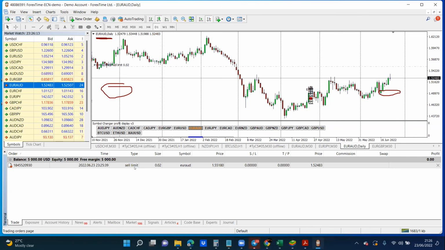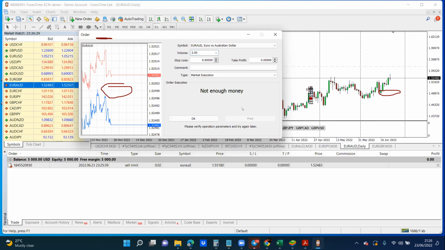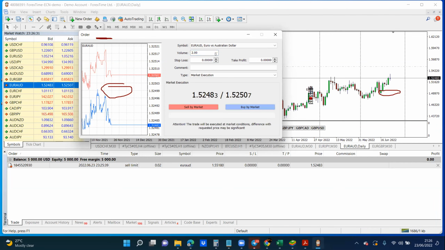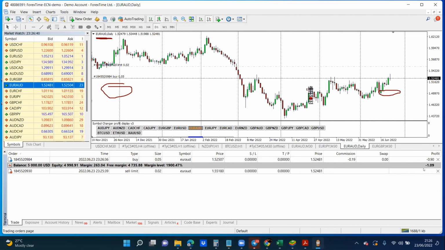Right? There's a difference: pending means at a later date. Let's say I want to take this trade instantly. I want to take a buy instantly on Euro AUD. I'll click on new order, select the volume I want to use. Let's use a bigger one this time, 2 standard. And I'll click on buy by market and buy instantly. Boom. Not enough money for margin. So let's reduce it. 0.05 buy. Boom. See, there's a difference between the two. One of them is instantly in the trade, and the other is waiting for a future date to get activated.